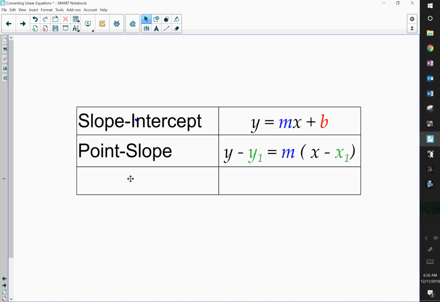And the final form that we've looked at is the standard form. Standard form is ax plus by equals c. Remember, all of the x and y variables go on the left, the number goes on the right.